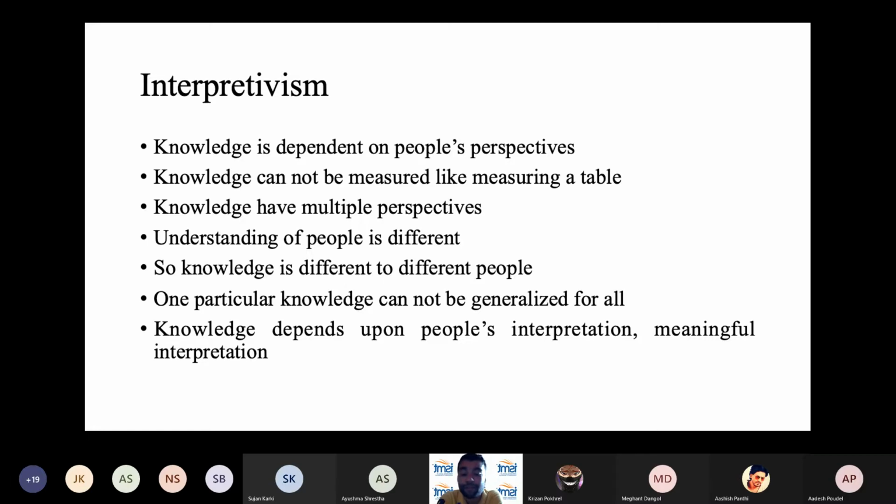So knowledge depends upon interpretation, meaningful interpretation. People's interpretation, and you are going to generate the meaningful interpretation of that knowledge.